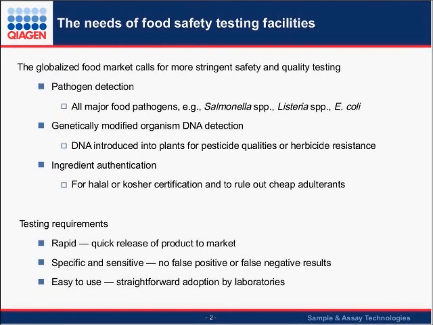As you know, if you read the newspapers every day, the globalized food market is calling for much more stringent safety and quality testing. Every day we have another announcement of some kind of contamination. There's Salmonella in eggs. We had a Listeria outbreak in cantaloupes. We've had E. coli infections in sprouts in Europe last year. So there are many, many different outbreaks happening. They're in the newspapers and on our public conscience.